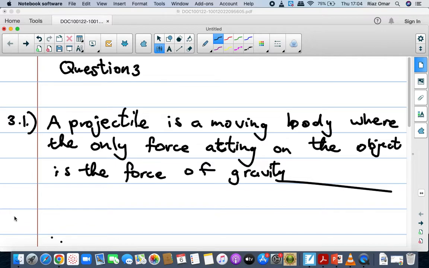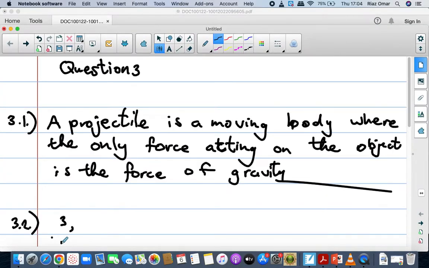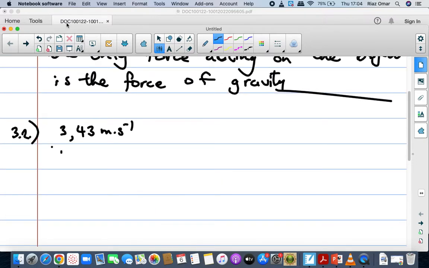3.2. Velocity is 3, or is it 343? 3.43. And it's a velocity, so we must put our units, meters per second. Okay, let's go on.